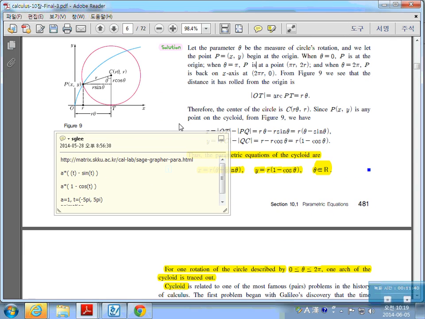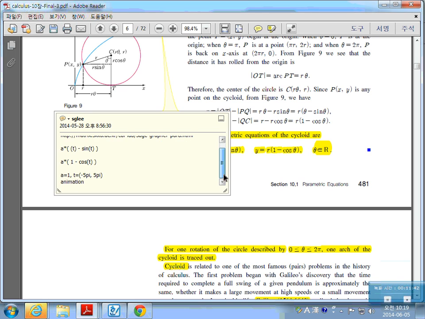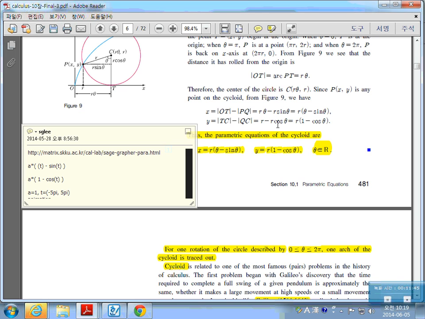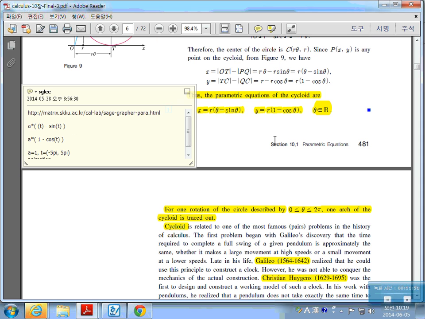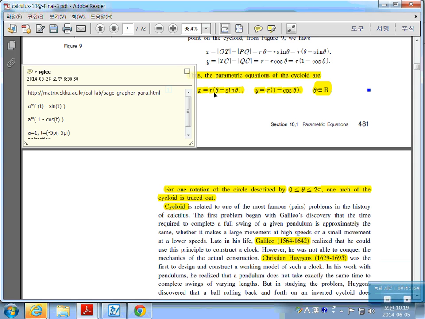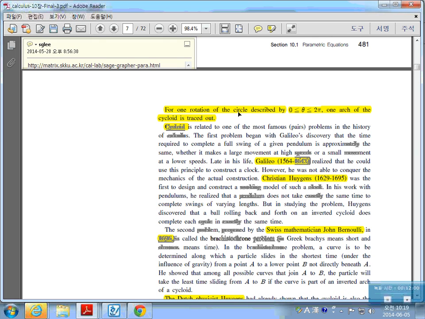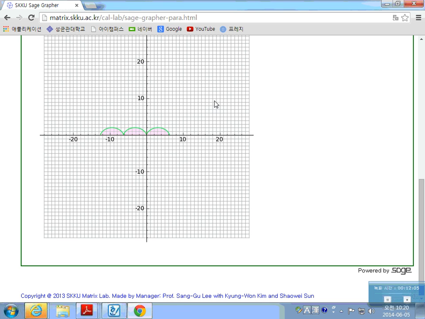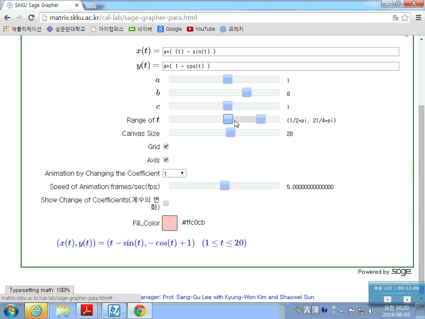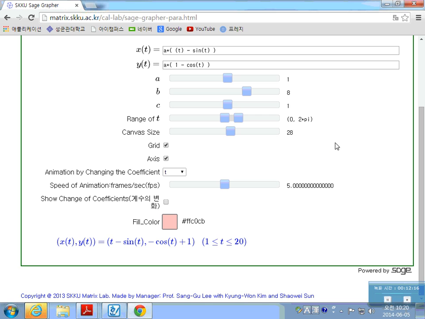This cycloid can be analyzed in this way. From here, x equals r times (theta minus sine theta), y equals r times (1 minus cosine theta). So for one rotation of the circle, described by theta from 0 to 2 pi, if we give a parameter from 0 to 2 pi, like this, then you will see we have exactly one cycle of the cycloid.